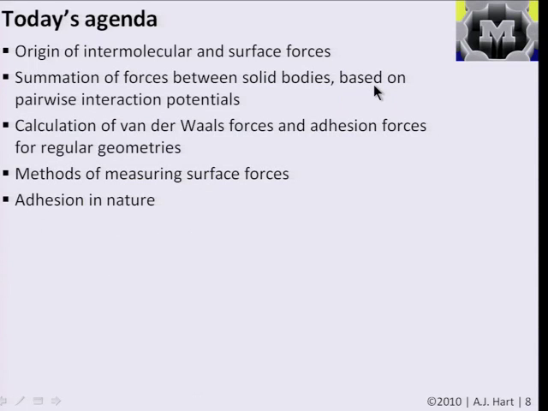Okay, so today we'll talk about intermolecular and surface forces. We'll talk about the origin of these forces, and then we'll go through a mathematical way to sum the forces between two bodies based on these pairwise potentials, i.e. taking one atom and its interaction with another atom, or a molecule and its interaction with another molecule, and saying, well, if I know how two of them interact, then what if I consider one interacting with all the other atoms or molecules in another body? And then we'll apply this to calculation for van der Waals forces, and then discuss a bit about ways that surface forces are measured and also found in nature.